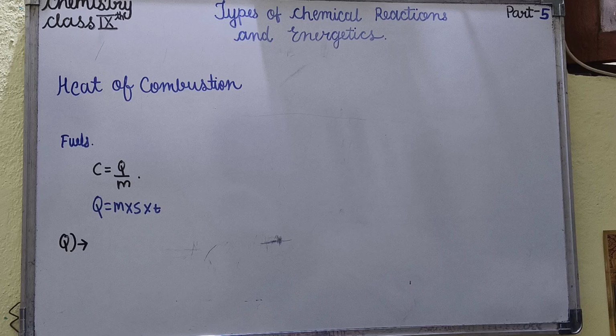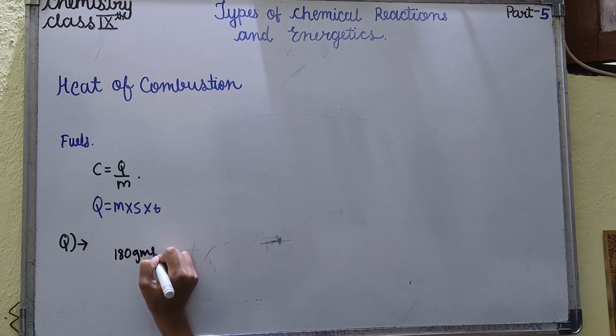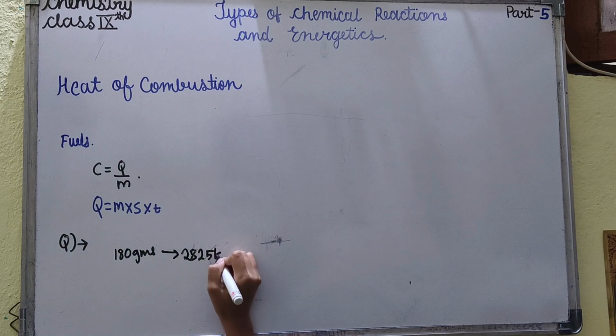The question is: the molecular mass of glucose is 180 grams and its heat of combustion is 2825 kilojoule per mole. The brain needs 157 kilojoule of energy per hour. Calculate the amount of glucose needed to supply the required energy to the brain. The answer: the energy released when 180 grams of glucose is used is 2825 kilojoule, given.